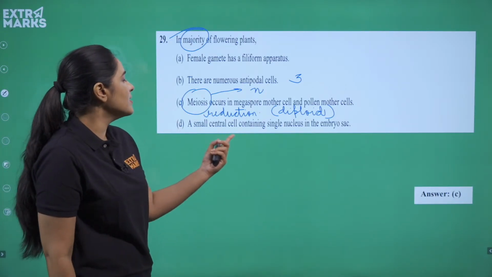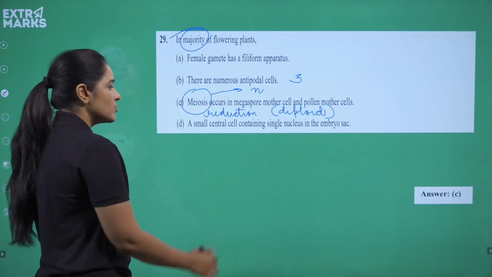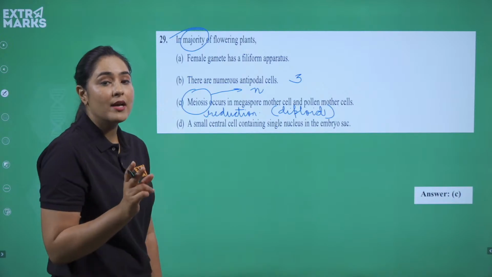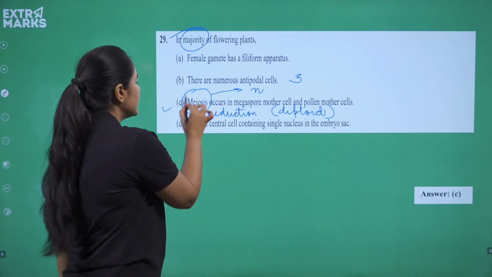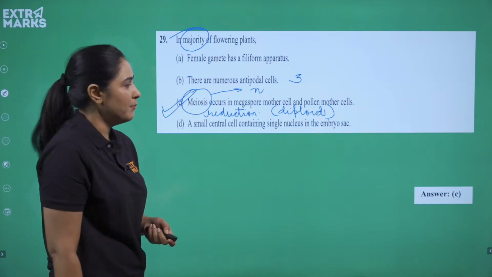D, a small central cell containing a single nucleus in the embryo sac. So we are not having that, we are having the polar nuclei. So obviously this statement C is correct with respect to the majority of the flowering plants.